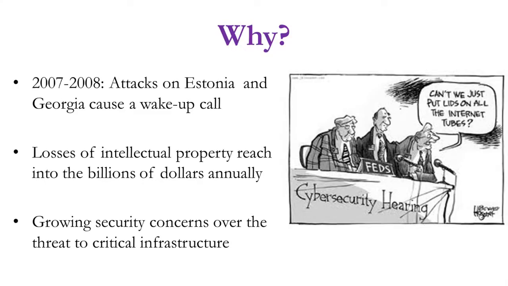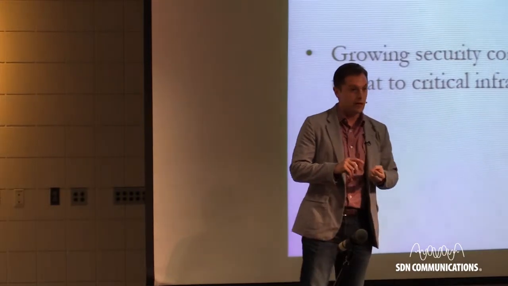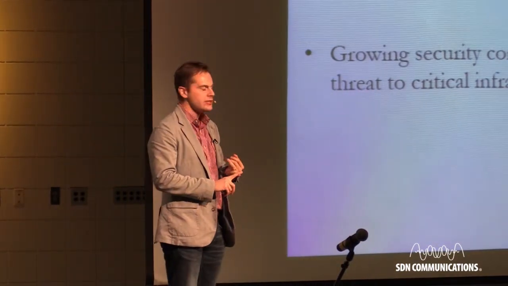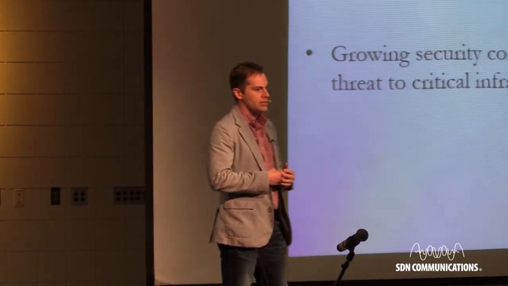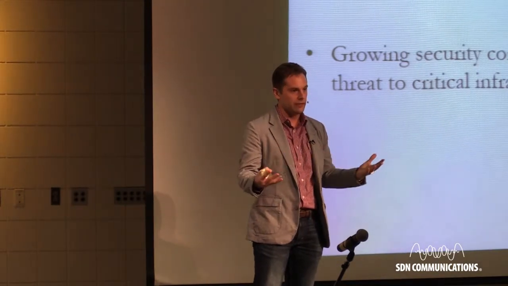And then finally, and this is the biggest concern for the government, is the growing threat to what we call our critical infrastructure. Critical infrastructure includes things such as the electric grid, the air traffic control system, the water system, nuclear power plants, anything that we critically depend on in order for our society to operate, and if it were to be taken offline, could be catastrophic, right?